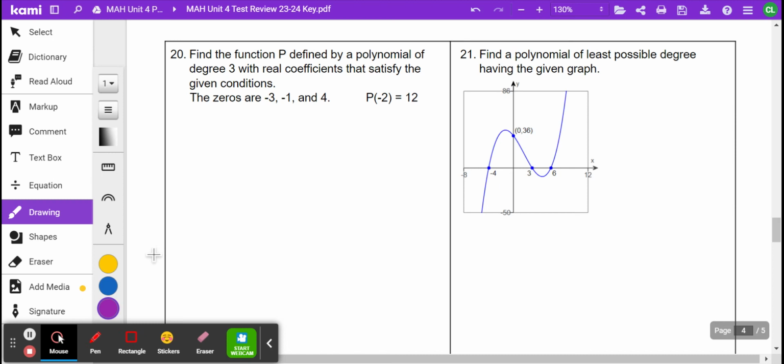All right, here's the last video, hopefully, that will help us finish out paper review for the Unit 4 test. That will be the third test of the year. Let's start with problem number 20.